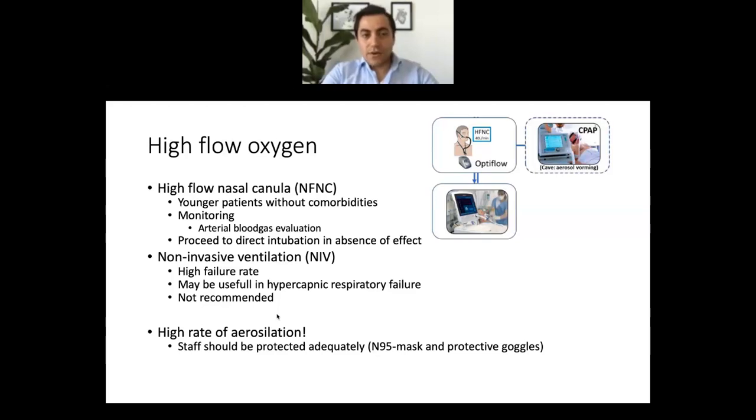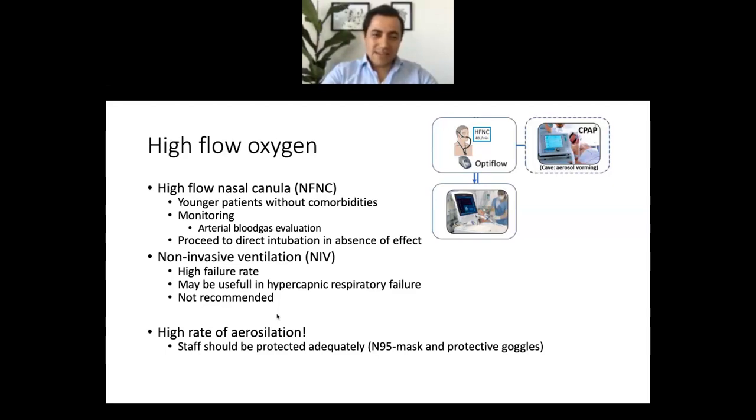If the low flow oxygen therapy proves to be insufficient, you can also use high flow oxygen. The first modality of that is the high flow nasal cannula, also known as Optiflow. It is preferred in younger patients without any comorbidities because it can postpone the need for intubation. In some cases, it can avert an intubation, but it is important to monitor the patient and do regular arterial blood gas evaluations and proceed to direct intubation in absence of effect.